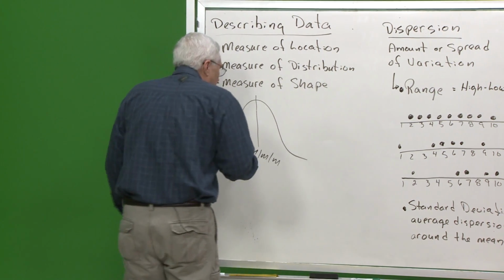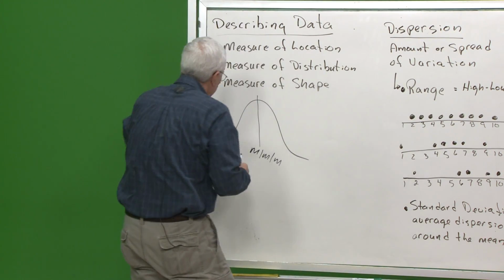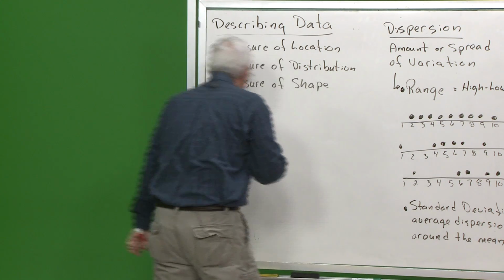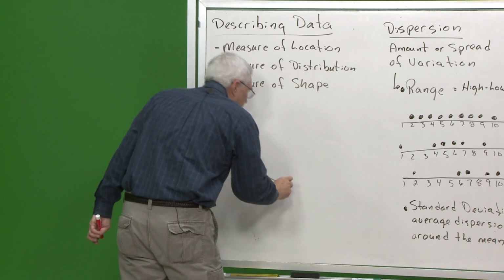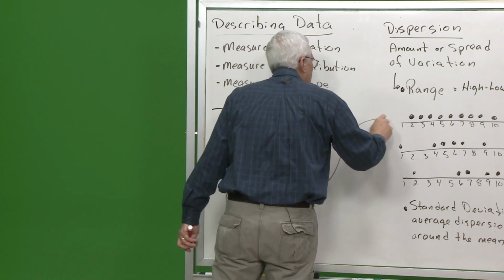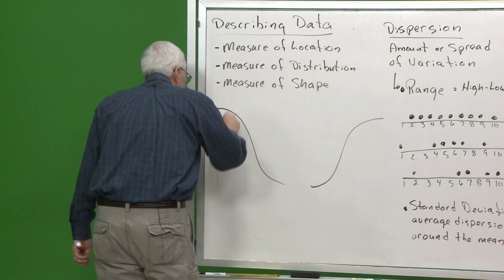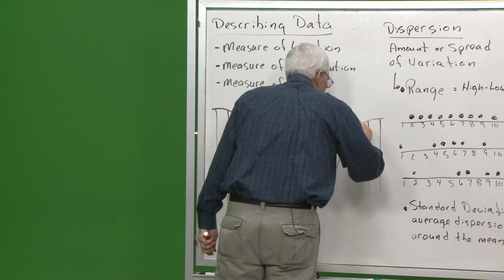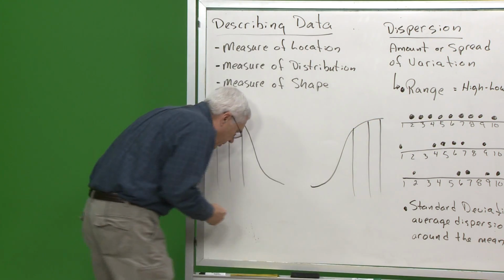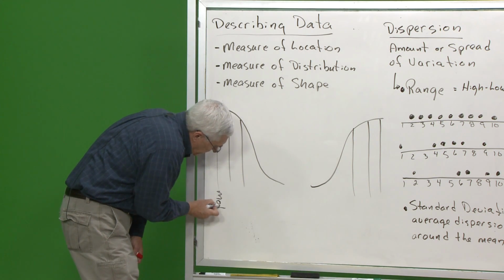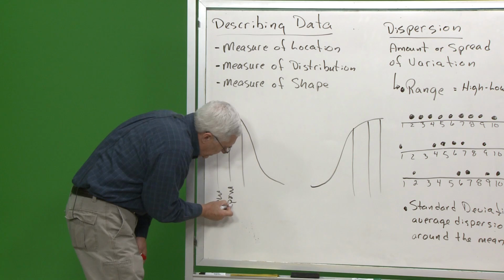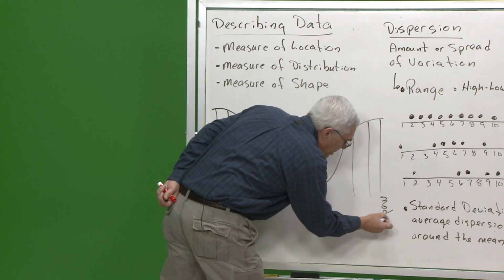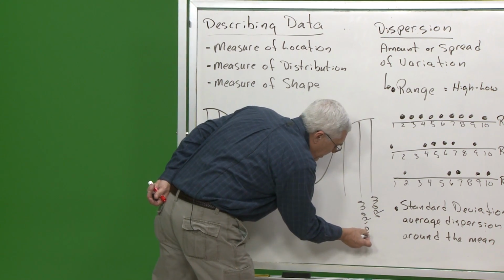If you see a skewed curve, let's start with a skewed right. Over here let's put a skewed left. Here's what you're going to see, and it will be consistent. It will start with mode, come to median and mean. And the same over here: mode, median, and mean.